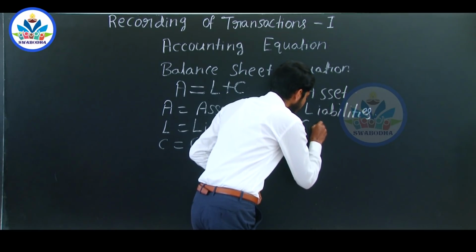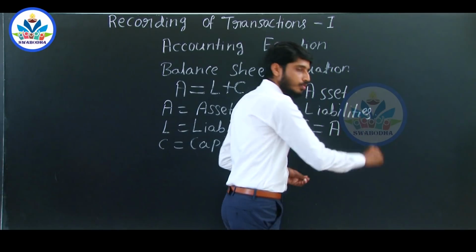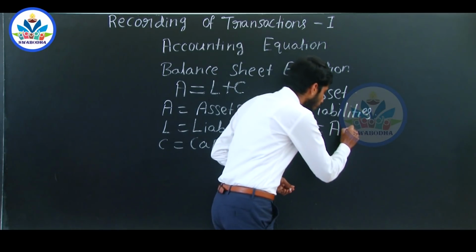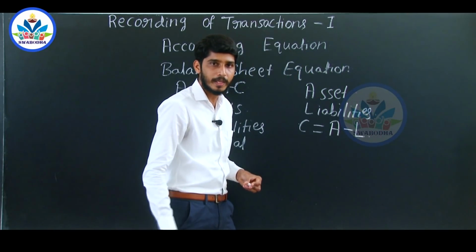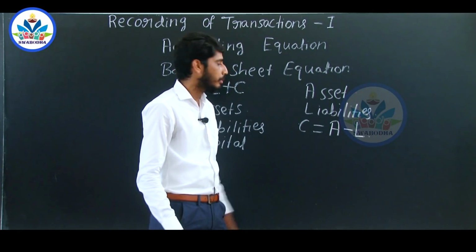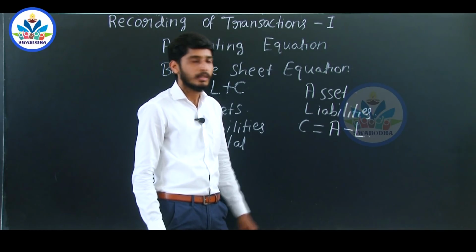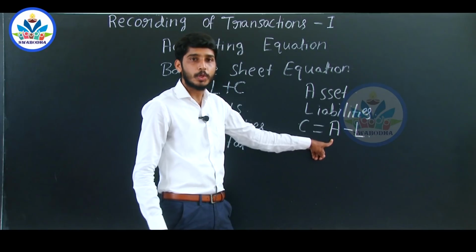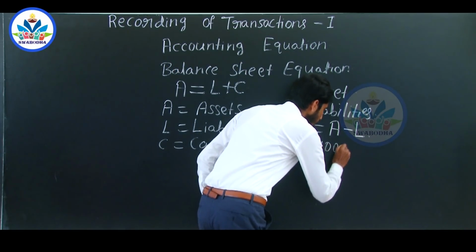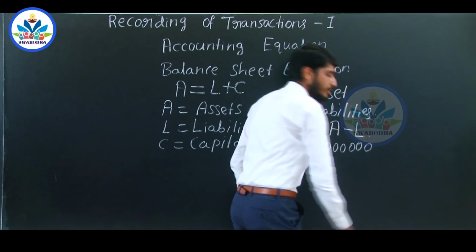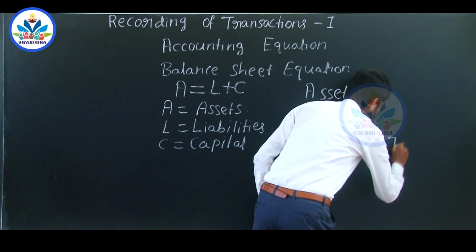So, capital is equal to the value of total assets, the resources which you are owning. From the total assets, you deduct the value of your liabilities or the responsibilities, and the remaining amount will be the capital. I will give you an example. The assets which are owned by the business organization are 10 lakh rupees. The responsibilities of the business organization are 7 lakh rupees.